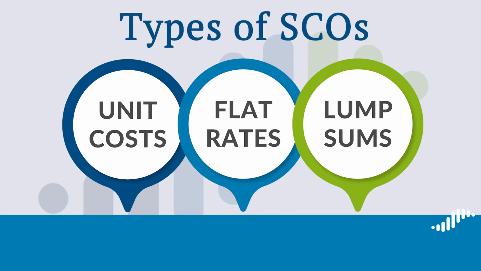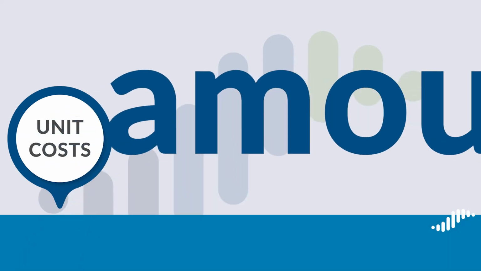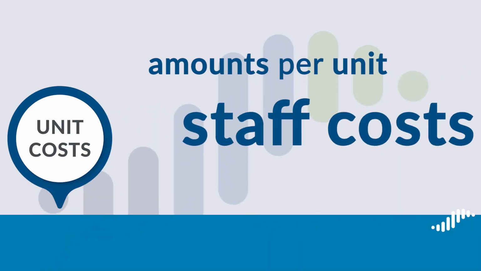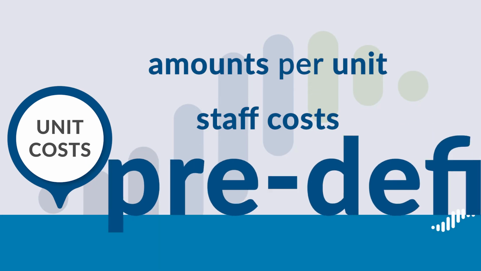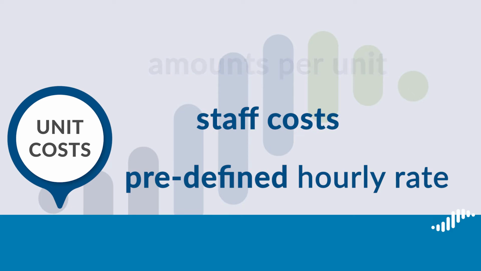After you have learned what SCOs are, we move now to the concrete SCOs types in our program. We start with the unit costs. This covers specific categories of eligible costs which are clearly identified and are expressed in amounts per unit. In our program, unit costs apply to the staff costs. They are based on a predefined hourly rate per country. You calculate the staff cost by multiplying the number of hours worked on the project by the relevant hourly rate.